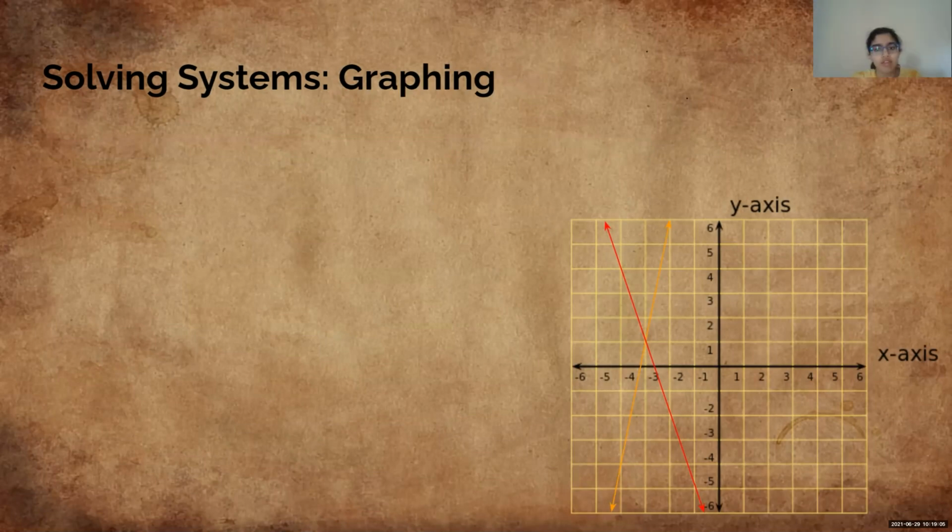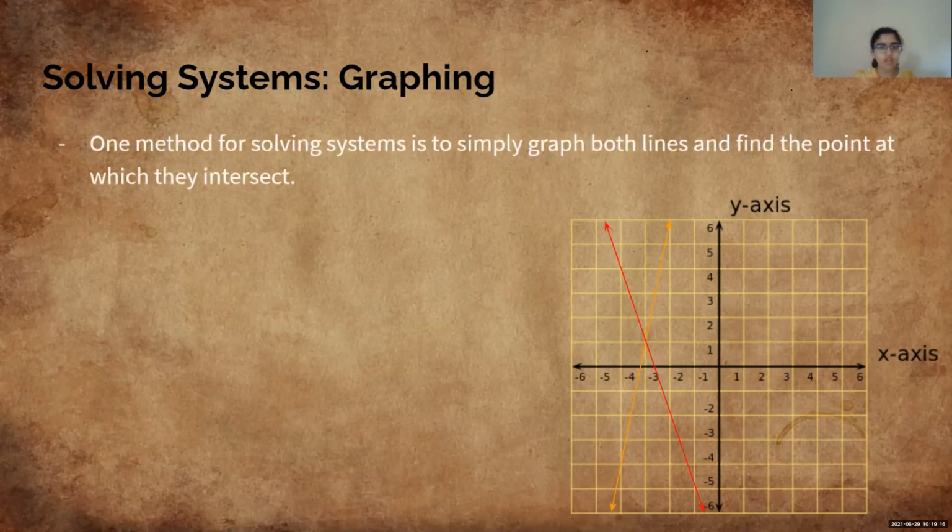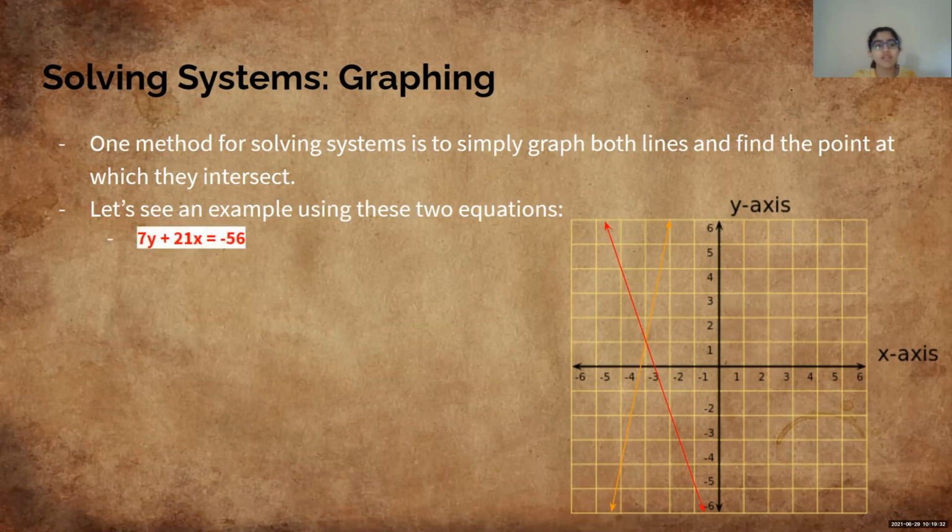Okay, so we'll be talking about graphing. Basically, graphing is, as it implies, we just graph the equations and then we visually see where the point of intersection is. The lines are shown so they can see the equations of the lines. The two equations are 7y plus 21x equals negative 56 and y minus 5x equals 15. So what is the solution to the system of equations if we can see it graphed on the right?